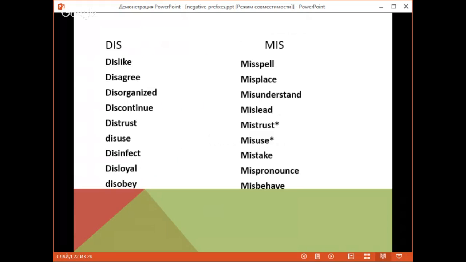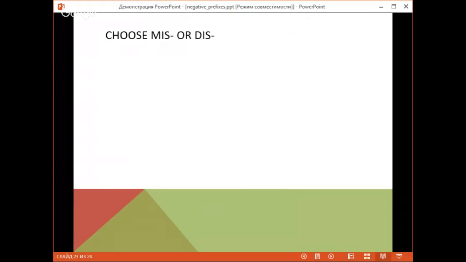Well, looking at those examples, I hope it is clear the difference between dis and mis, and you can see in those examples that dis means to stop, to put somebody out of something, like dislike, disagree, and so on. And mis means wrongly or badly. So now your job is to choose mis or dis using your previous knowledge. I will project a few sentences. Your job is to use the correct prefix.